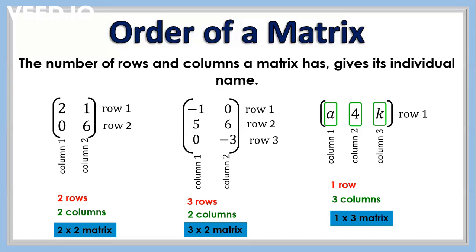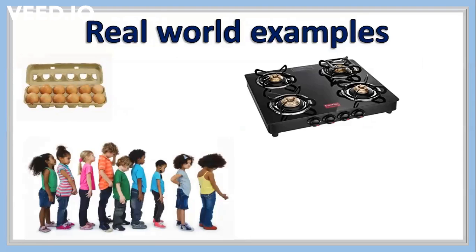Fantastic. Let us look at some real-life applications of matrices. Here we have an egg tray, we have a stove, and we have some children in a queue. Look at the egg tray. What type of matrix is formed? Did you say a 2 by 6 matrix? Absolutely fantastic. Let us look at the stove.